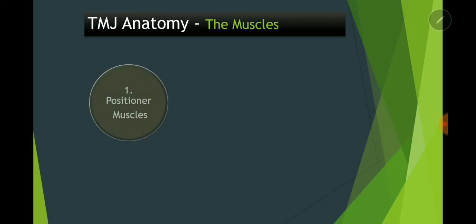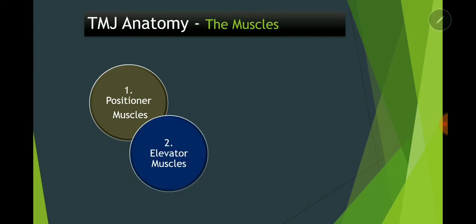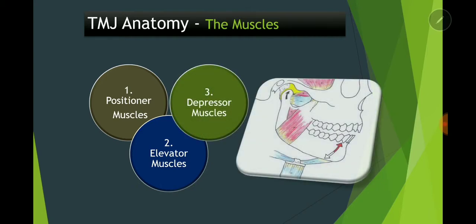Now, TMJ anatomy. So the muscles. What are some of the muscles we have? We have positional muscles, and we have the elevator muscles, and number three, we have depressor muscles.